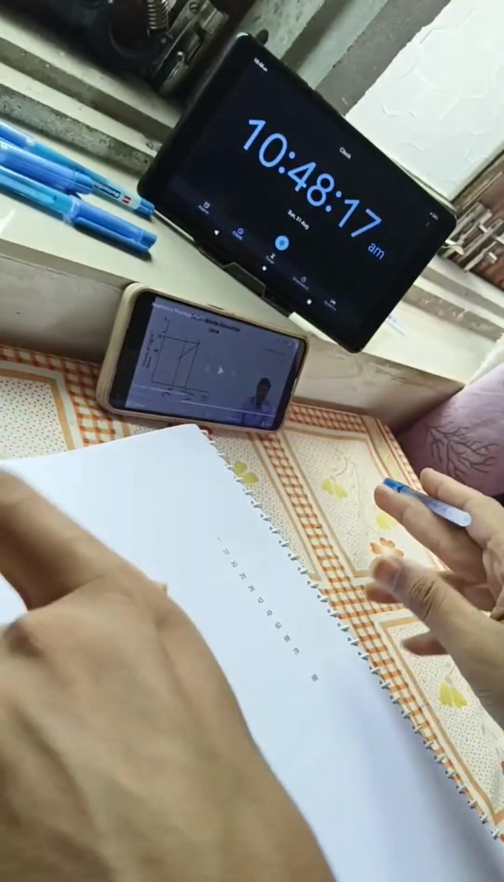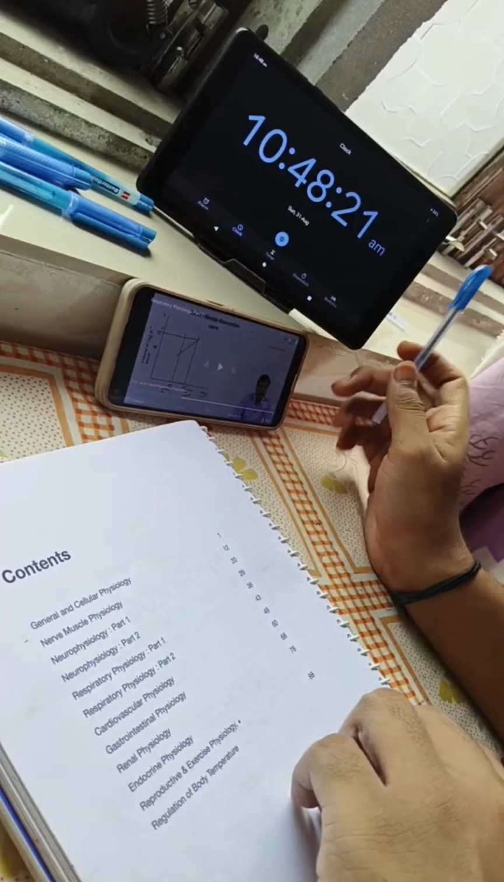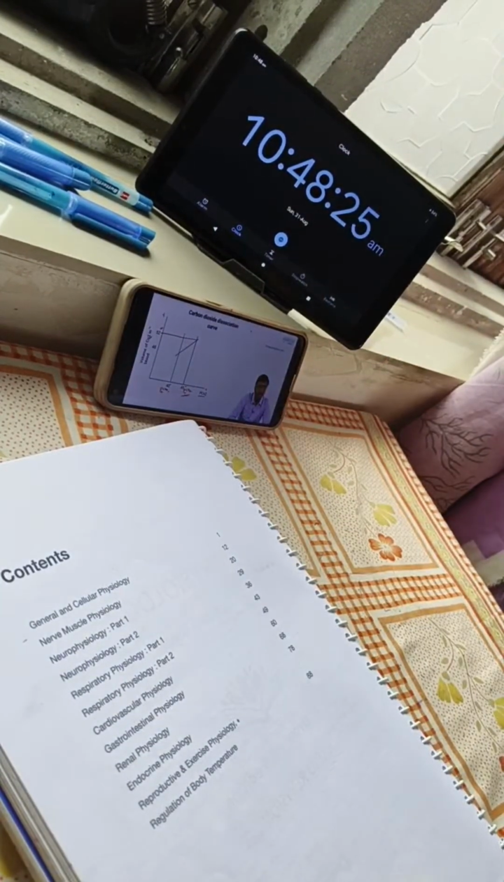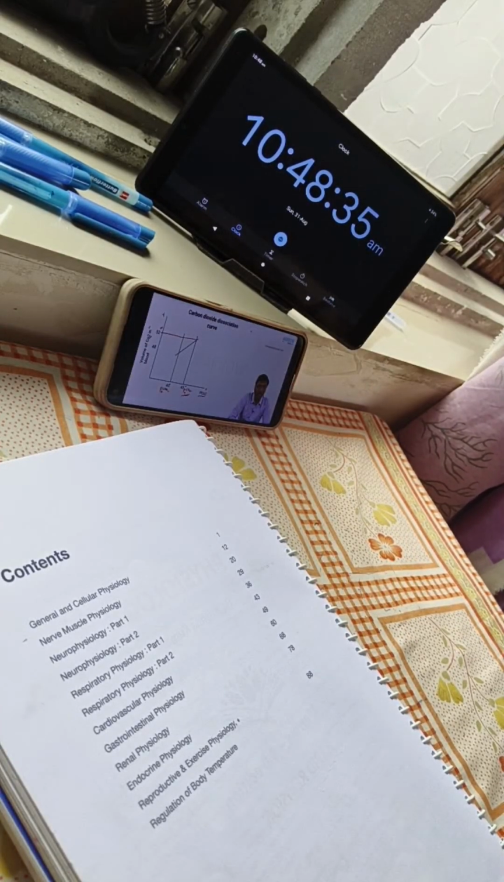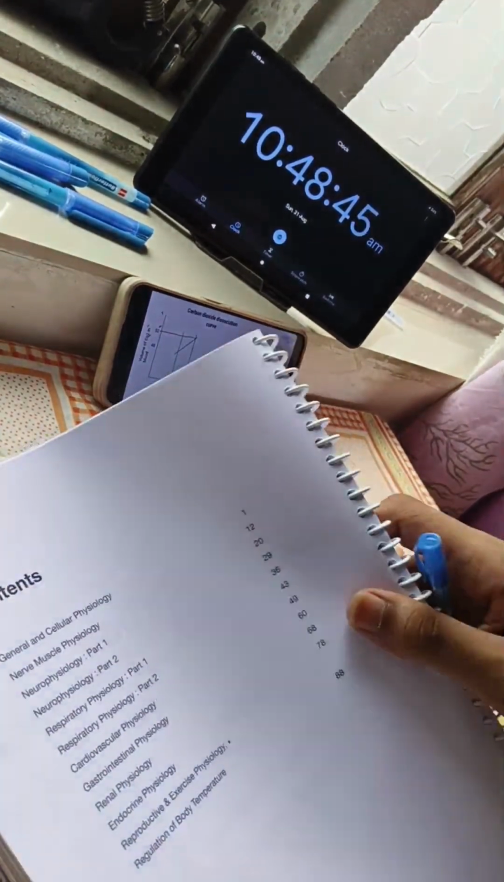Let's go. Time is 10:48. I am very late because at night I can't study, but I can't sleep either. So I slept at around 1:30 a.m., I think, and in the morning I woke up around 10 a.m. So yes, I am late, but let's go.